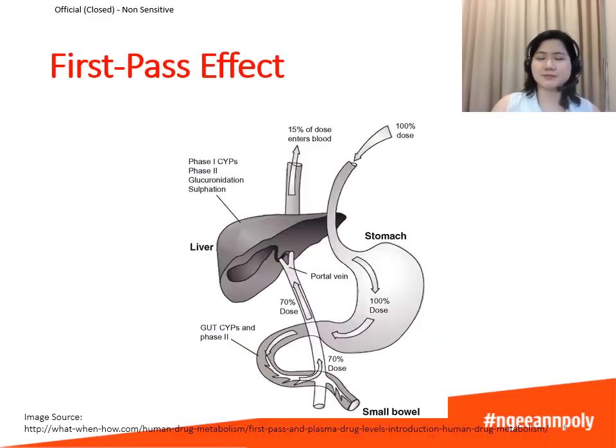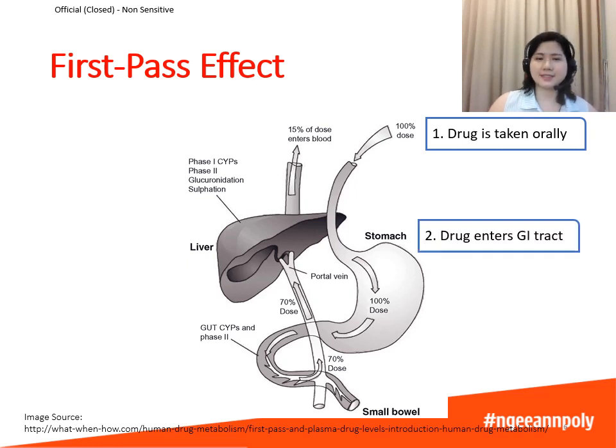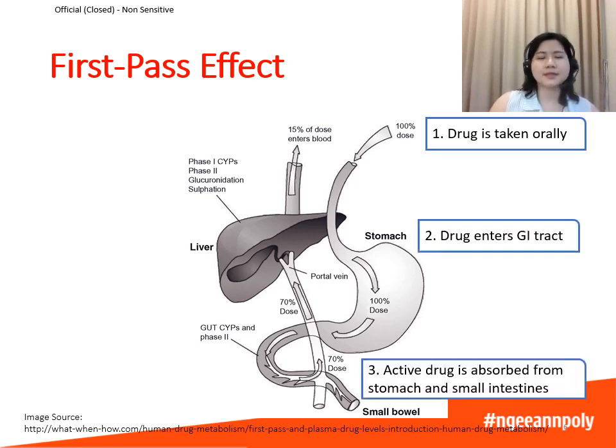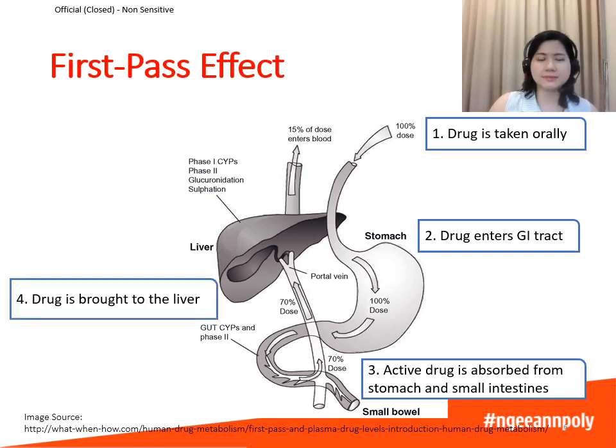Earlier I mentioned the first pass effect. Let's look at what happens when a drug is taken orally. After a drug is taken by mouth, it enters the gastrointestinal tract. The drug is then absorbed in the stomach and the small intestines. The drug is then brought to the liver before it enters the general circulation.